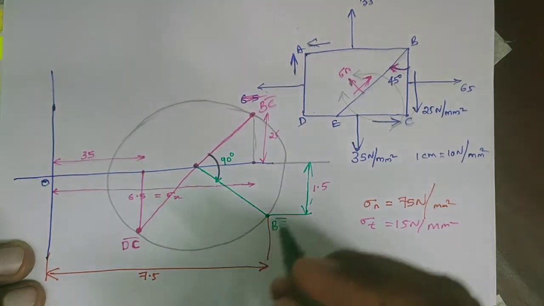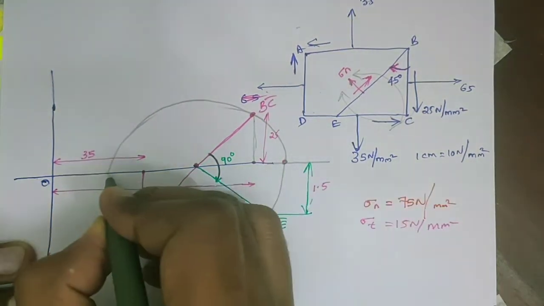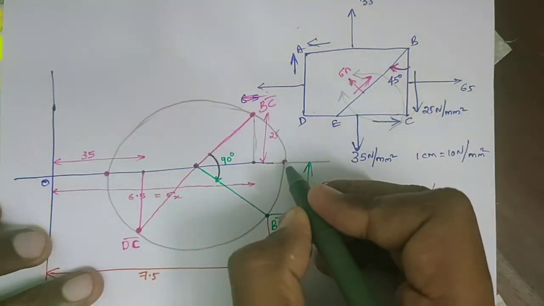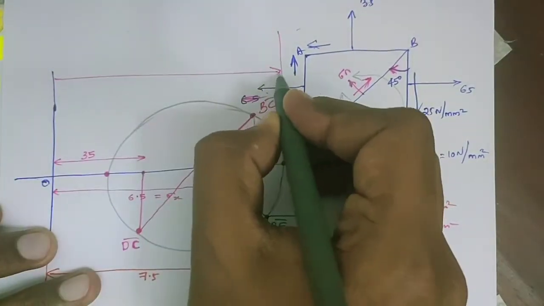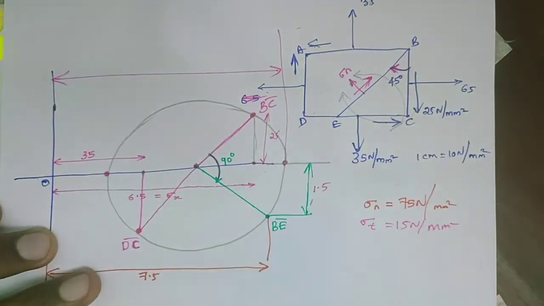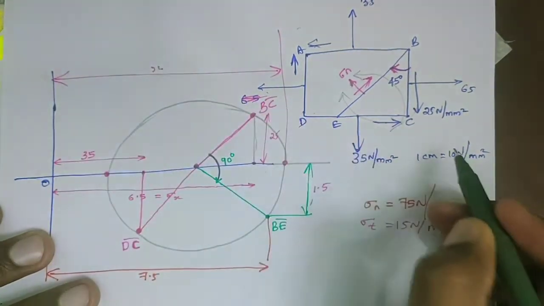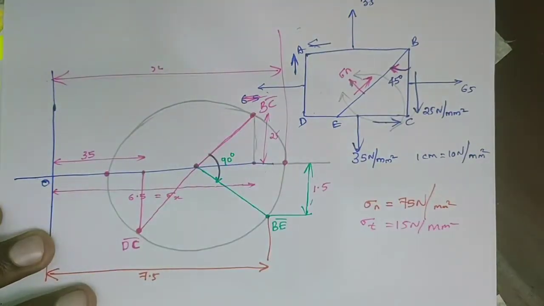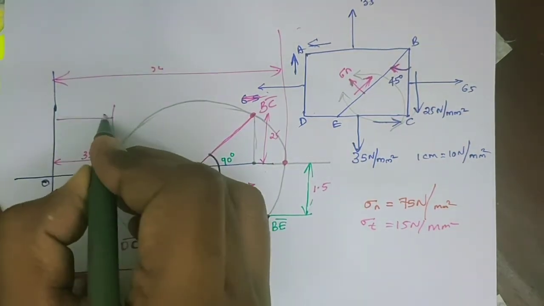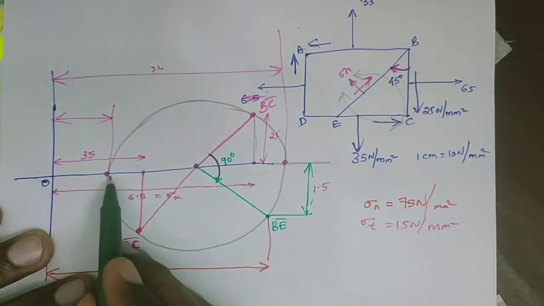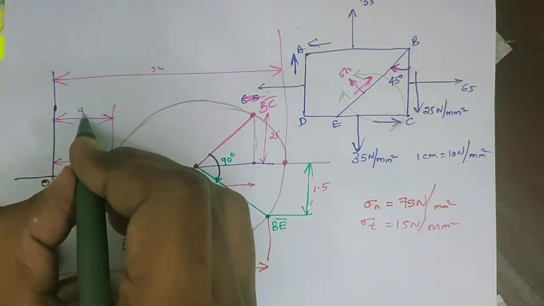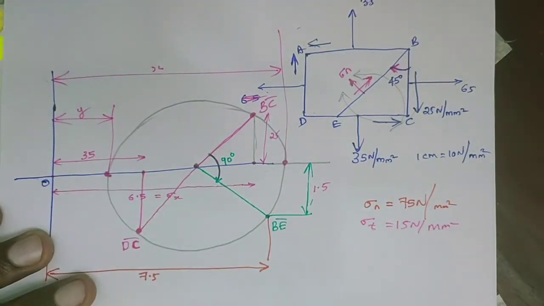Then for the calculation of the principal stress, these are the two principal planes. Measure this distance from the origin to this point. After measuring, we got a particular value. That into 10 is the major principal stress. Measure this distance, origin to this point. For example, this is equal to y. Y into 10 will be the minor principal stress.